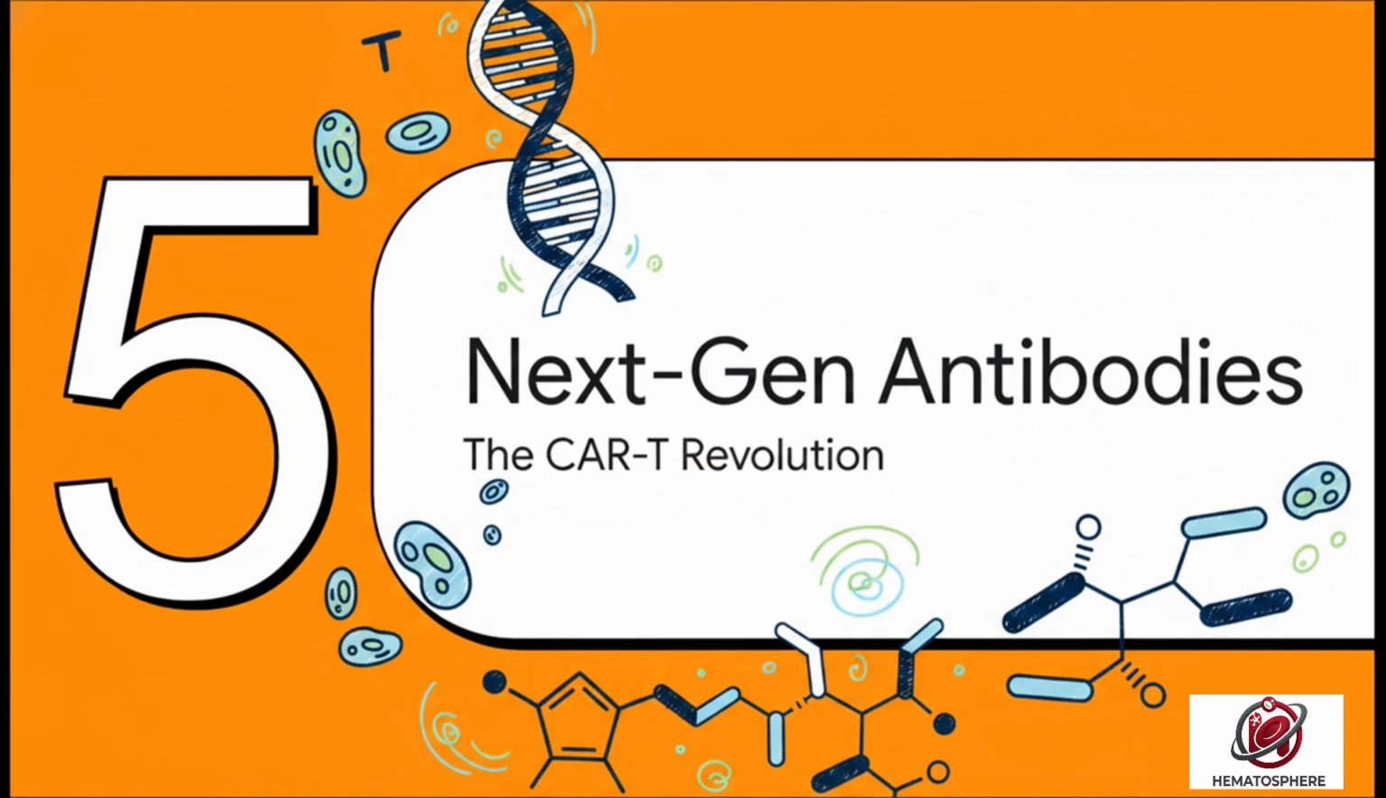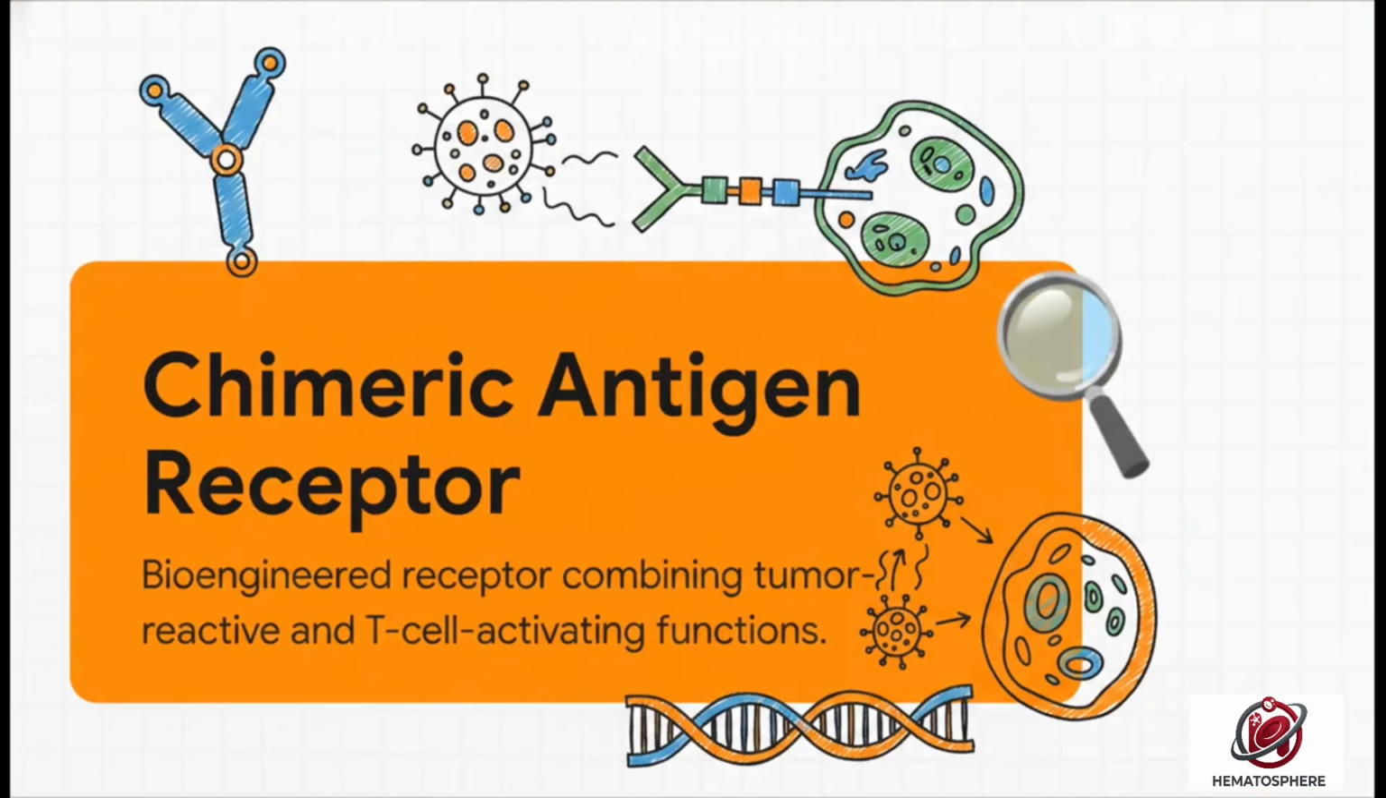Section 5. Engineering next-gen antibodies. The CAR-T revolution. This is the absolute climax of hematological bioengineering, where antibody biochemistry literally fuses with live cellular therapy. A chimeric antigen receptor, or CAR, is a radically bioengineered receptor. To get this into a patient, we use retroviral vectors, essentially hollowed-out viruses that act as microscopic delivery trucks to safely insert a new gene into a patient's own harvested T cells.